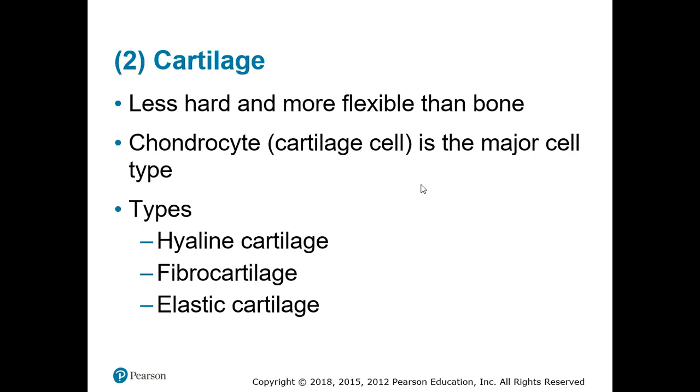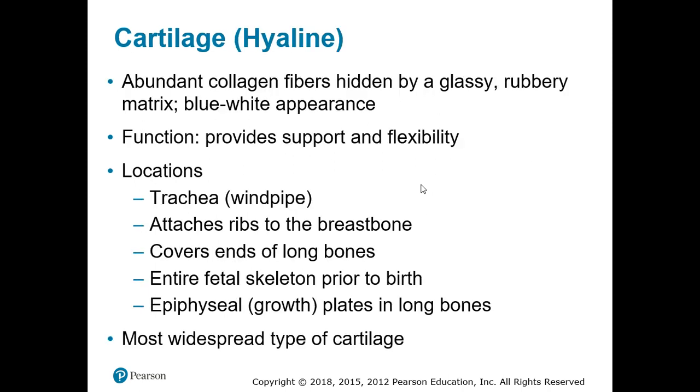Now, there are three types of cartilage. There's hyaline cartilage, fibrocartilage, and elastic cartilage, and we're going to talk about each one of those individually. The first one we're going to talk about is hyaline cartilage. If we were going to describe hyaline cartilage and give a characteristic of it, it is actually full of collagen fibers that give it a glassy, rubbery matrix. It has a blue-white appearance. So again, those collagen fibers give it its strength. Therefore, it's able to perform the functions of support and flexibility.